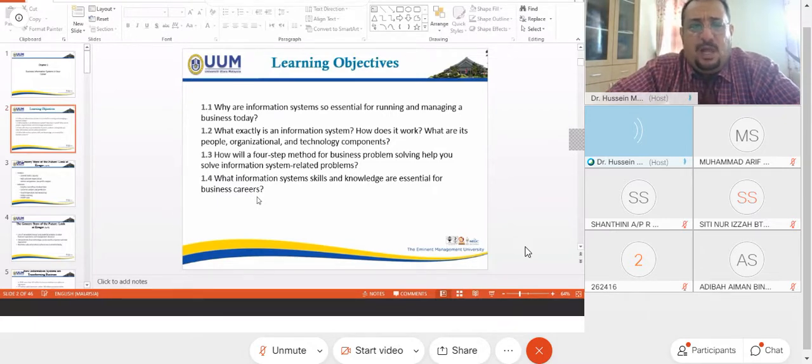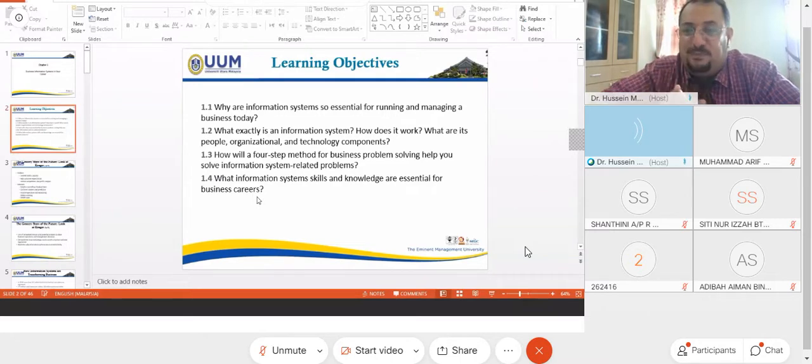Among the broad learning objectives: why are information systems so essential for running and managing a business today? There is no reason to ask this question because everything is digitalized and automated. The second objective is what exactly an information system itself is: three aspects, people, technology, and organization, and how it works.